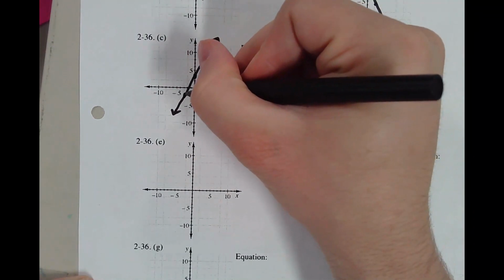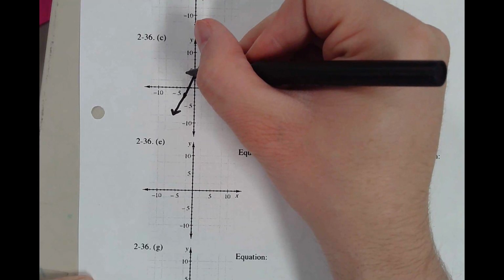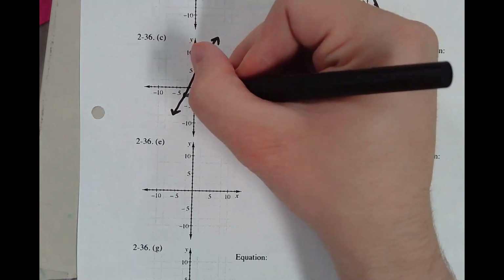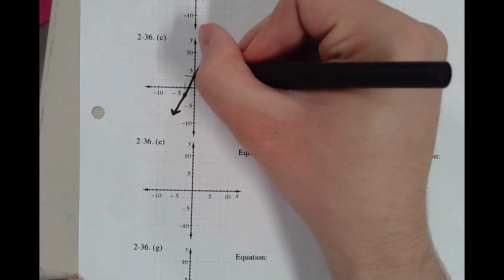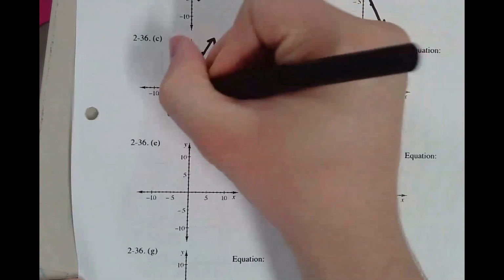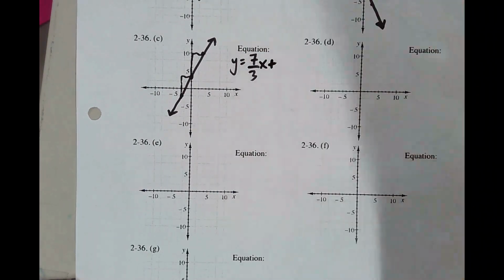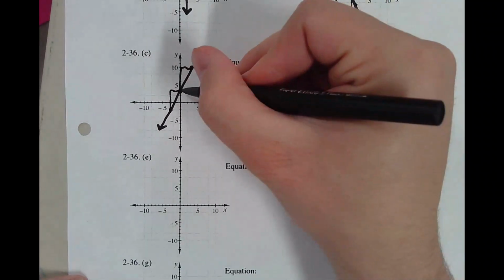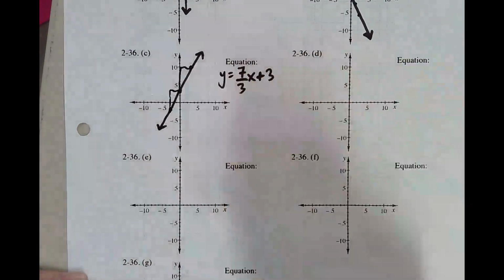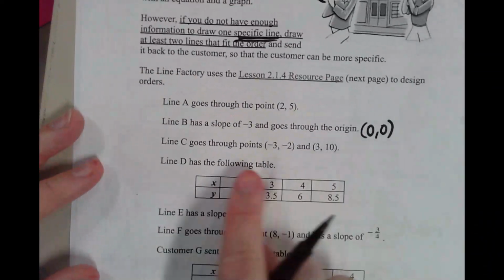The slope appears to be 1, 2, 3, 4, 5, 6, 7 over, it's kind of hard to see this one a little bit, but it looks like it's going 7 over 3. Yeah, 7 over 3 is correct. So y equals 7 over 3 x plus, and what's the y-intercept? Plus 3. A little challenging for that equation, but again, this graph does match that equation. Okay, that was line C.